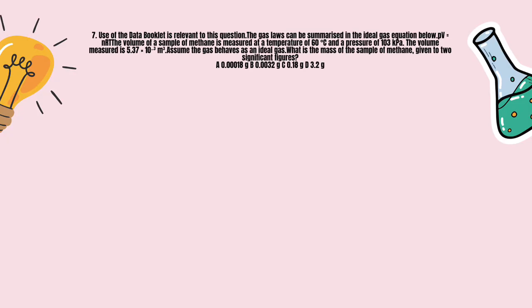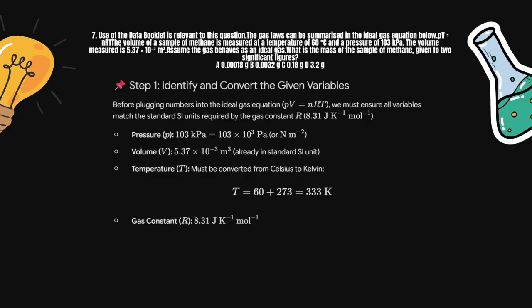We are given the temperature as 60 degrees Celsius, pressure as 103 kilopascals, and the volume as 5.37 times 10 to the minus 3 meters cubed. Let's break this down and solve it. Step 1. We need to make sure all our units match standard SI units so the formula works perfectly. For pressure, 103 kilopascals become 103 times 10 to the power of 3 pascals. Our volume is already good to go in meters cubed. For temperature, we can't use Celsius, so we add 273 to 60, giving us 333 Kelvin. And of course, our gas constant R is 8.31.